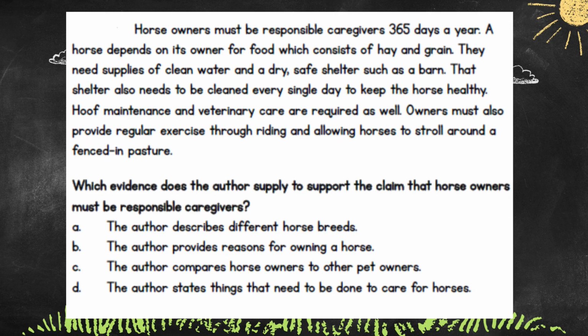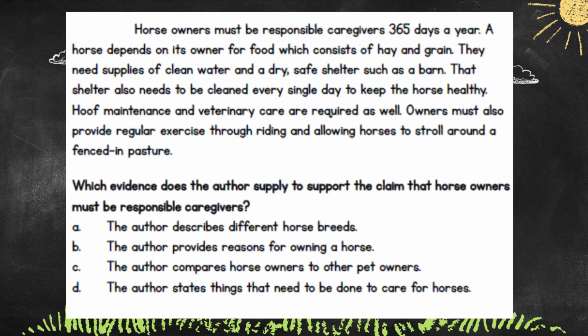All right, so let's narrow down our answer choices. Okay, so the author describes different horse breeds. Well, no, they're not even talking about different horse breeds or different types of horses, is what they're saying in that answer choice. And no, they're not talking about that. The author provides reasons for owning a horse. Possible. So we'll leave that one to stay.